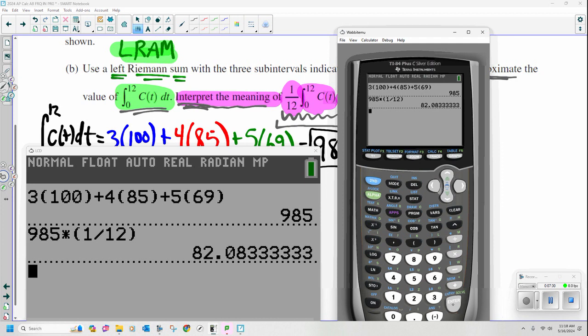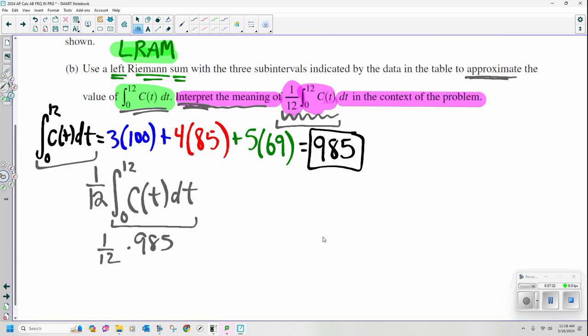And now it gets 82.083. So that's technically 82.083. If they had asked us to evaluate, that's what you would have done. But they just want us to interpret the meaning.